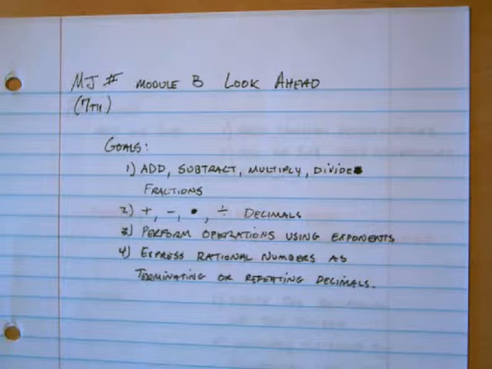All the operations of the fractions: add, subtract, multiply, and divide fractions. Number 2. All of the same things with decimals now. Same things, but the strategy is a little different with the decimals. Number 3, perform operations using exponents. We've actually talked about that some already because we had some different exponents in some of the problems that we've worked on so far. And number 4, express rational numbers as terminating or repeating decimals.